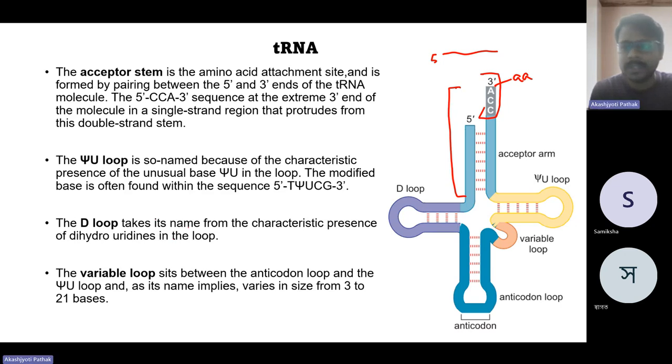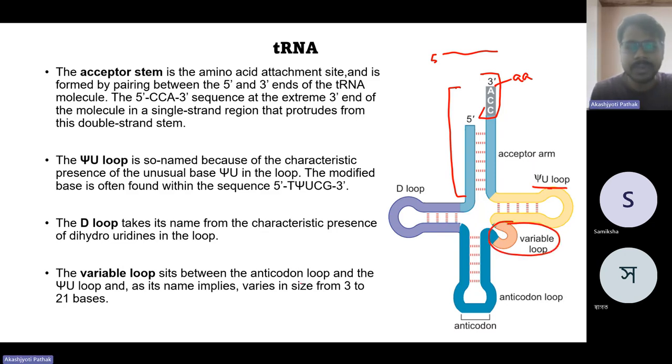So yes, this is the pseudo-uridine loop, this yellow colored structure. And the D loop is called the D loop because it has another modified base, which is called dihydrouridine. This dihydrouridine modified nucleotide gives this loop its name. And then there is this variable loop.